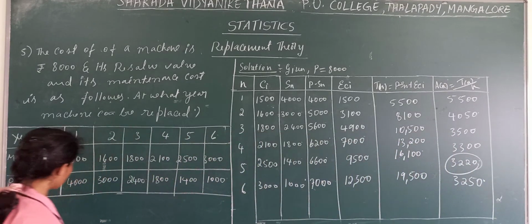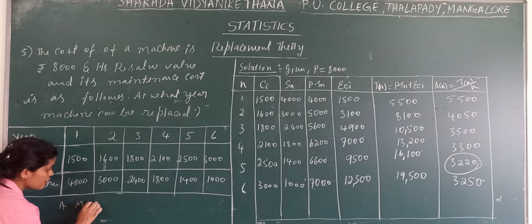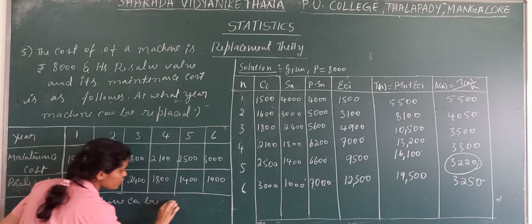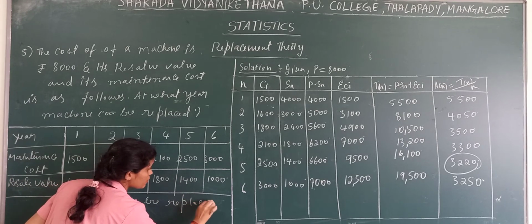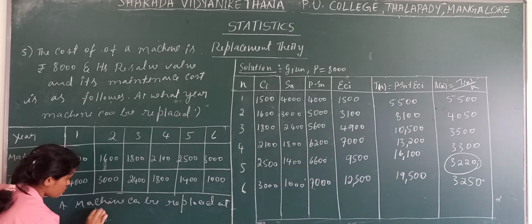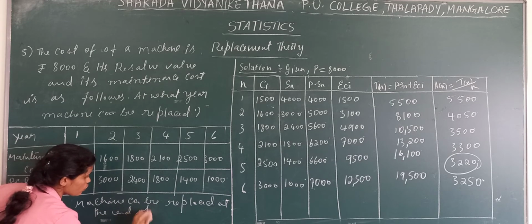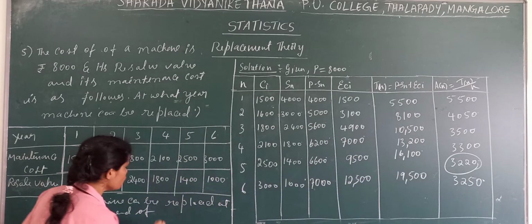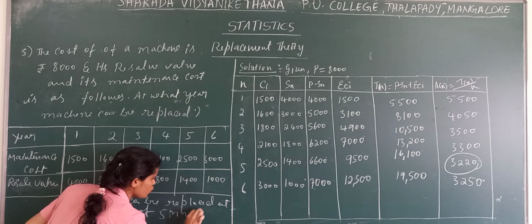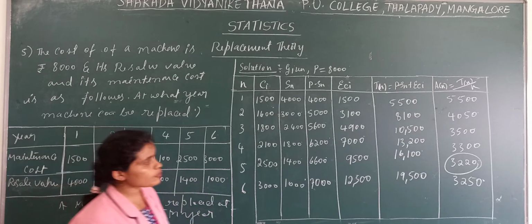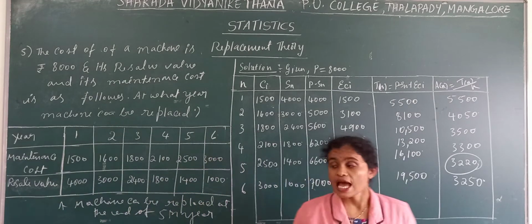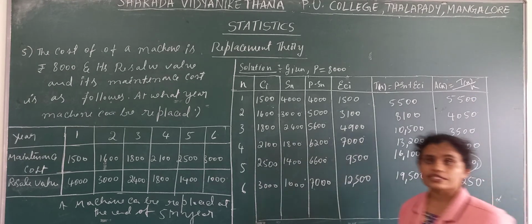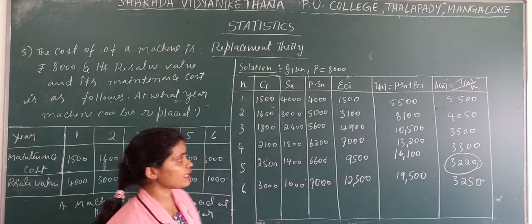Then concluding. A machine can be replaced at the end of which year? At the end of 5th year. Why can the machine be replaced at the end of 5th year? Because the annual average cost in the 5th year is least compared to other years.